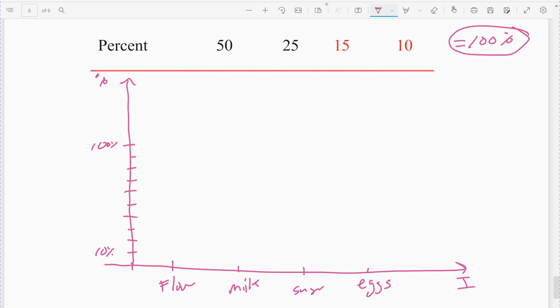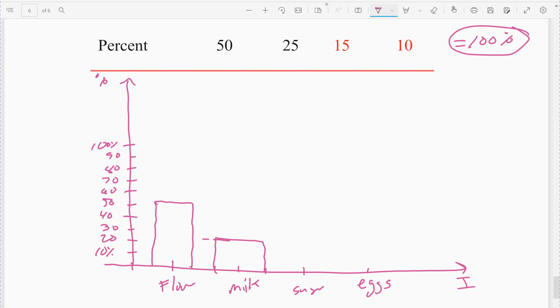10%, 20, 30, 40, 50, 60, 70, 80, 90. All right, flour makes up half of it, so 50%. So I just draw my bar. And again, what you try to do is you try to draw your bar the same width just to make it look nice. So flour's at 50%. Milk, I'm going to do the same thing. It goes up to 25%, so halfway between 20 and 30, so somewhere around there.